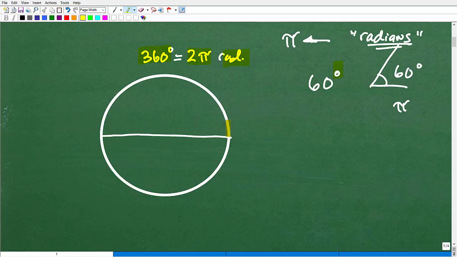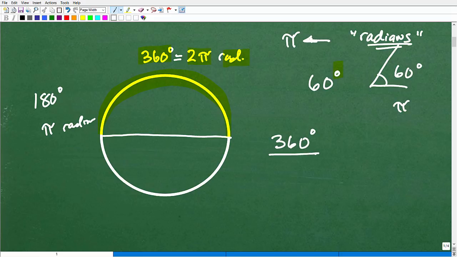If I go from here to here, this is a semicircle. How many degrees is that? Hopefully you're saying, oh, that's 180 degrees, or half of the circle. Or if a full circle is 2 pi radians, this would be pi radians. And you would be correct. So we can establish this proportion: 360 degrees is 2 pi radians. This is our conversion factor. This fraction reduces, because 2 goes into 360, to 180 over pi. So this is our conversion factor.